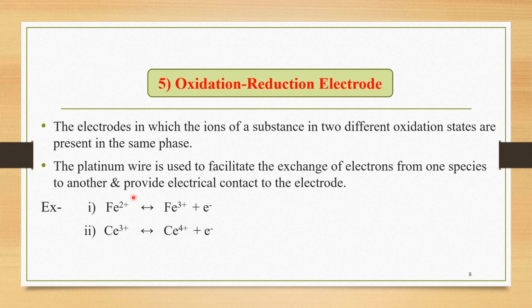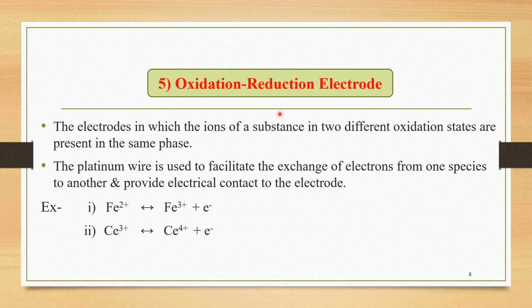The important examples are, if we take iron, Fe present in two different oxidation states. One is Fe²⁺, which gets converted into Fe³⁺. They are in equilibrium with each other. That's how we can say that Fe²⁺ undergoes oxidation to form Fe³⁺. In this reaction, two types of reactions are involved: one is oxidation, the second is reduction. That's why it is an oxidation reduction, or redox, reaction. The second important example is Ce³⁺ converted into Ce⁴⁺ with the evolution of one electron. So this is the fifth important type of electrode, the oxidation reduction electrode.